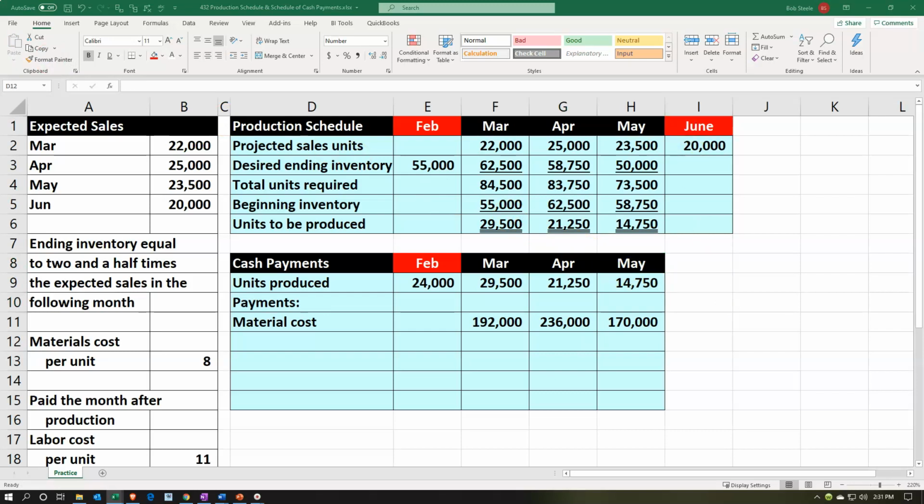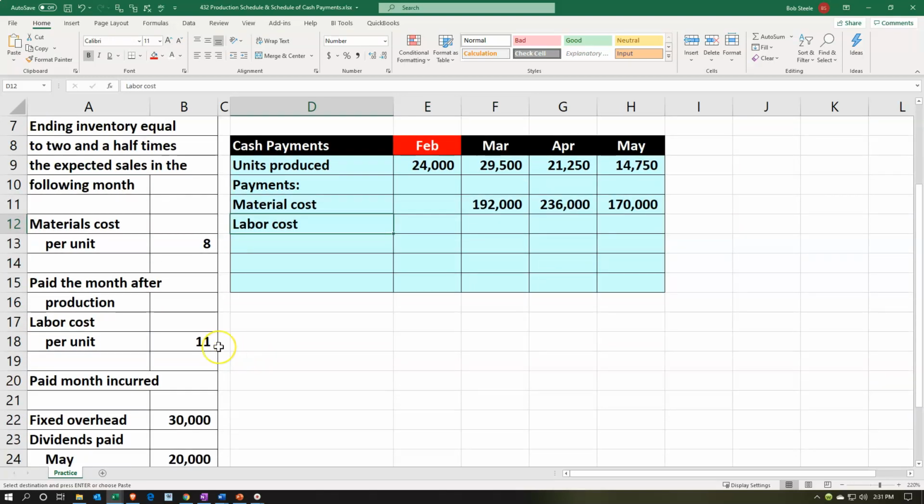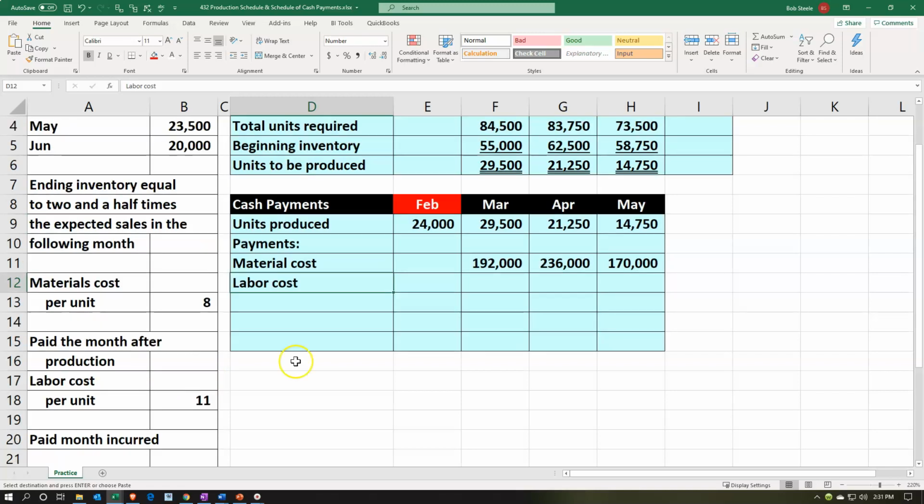Next, we have the labor costs. So we're going to be picking up then the labor costs. And it says that the labor costs are going to be $11 per unit. So we're paying, we can break it down to a per unit cost, $11 per unit, paid month incurred. So it was paid in the month incurred. So we're going to be then saying that the labor are going to be paid for the same period that the cost was incurred.